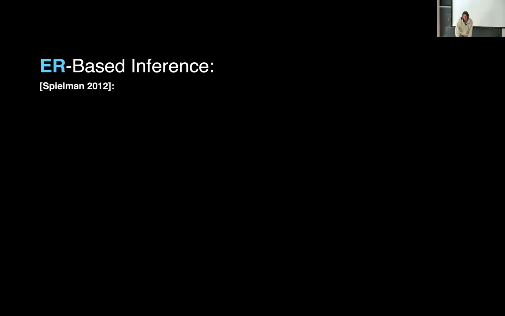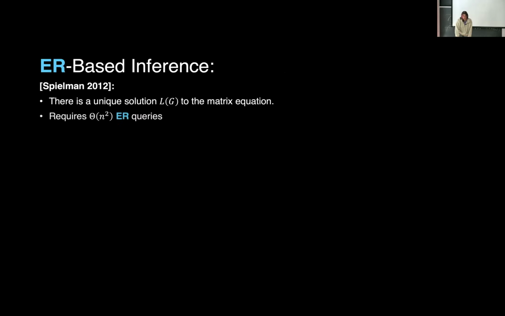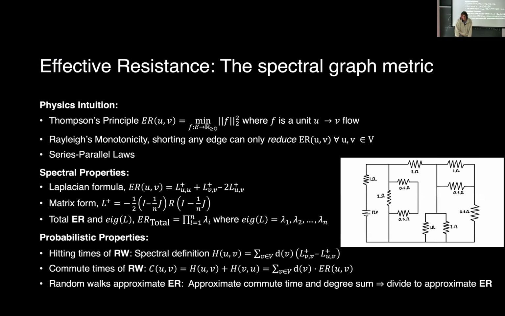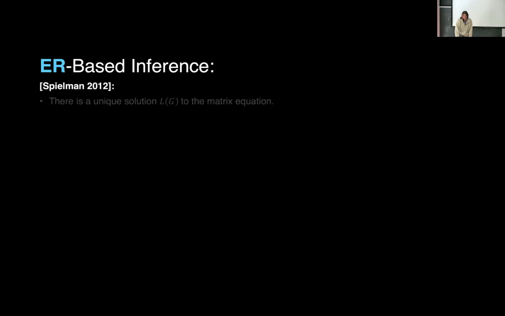Okay, so effective resistance-based inference is alluded to in Spielman's notes. We know that this matrix equation has a unique solution, which might not be immediately obvious because it's a pseudo-inverse, but because it's a graph Laplacian, there is exactly one unique solution.